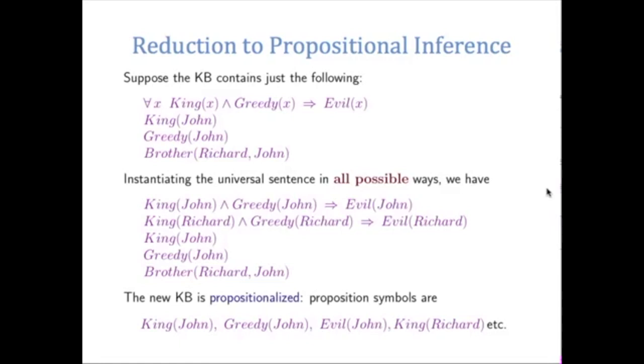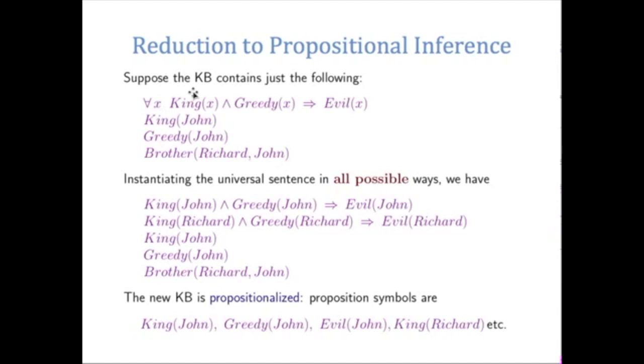Okay? So if we instantiate this universal sentence in all possible ways, because we only have these ground terms John and Richard, then we have the following clauses. We have King John and greedy John implies evil John, where X is equal to John, and our only other ground term is Richard, so we get King Richard and greedy Richard implies evil Richard, and the others remain the same. So now, effectively, what we've done is propositionalized the knowledge base.